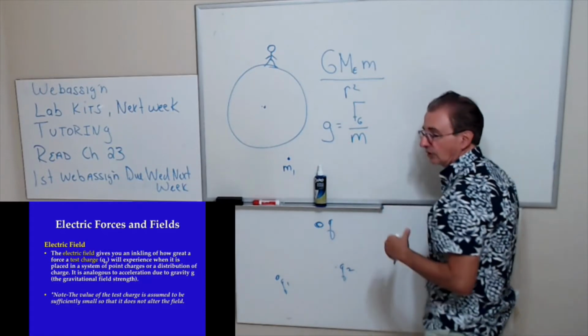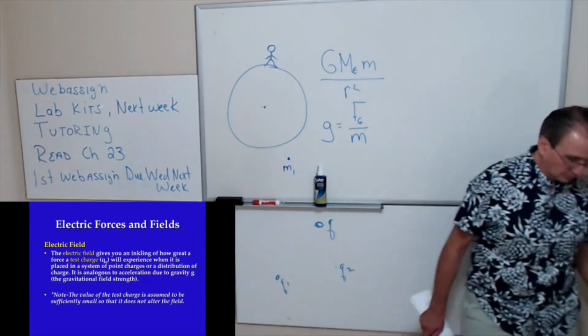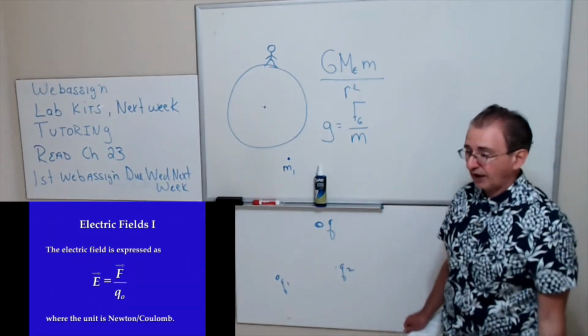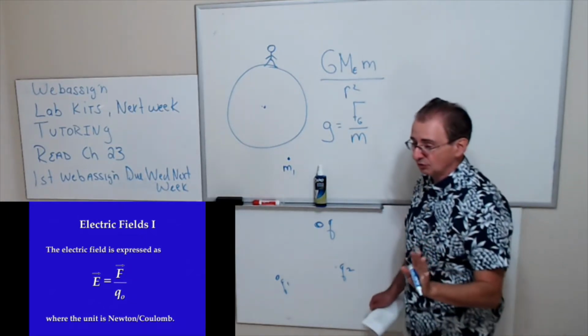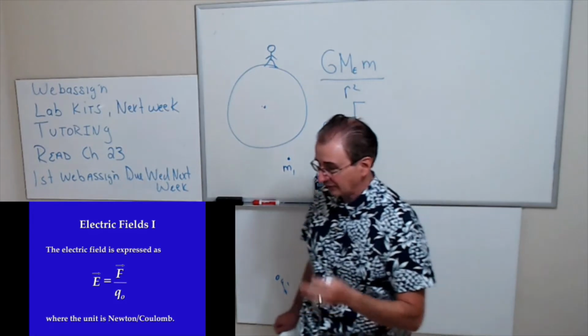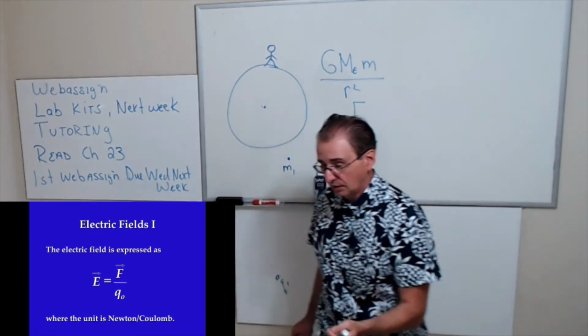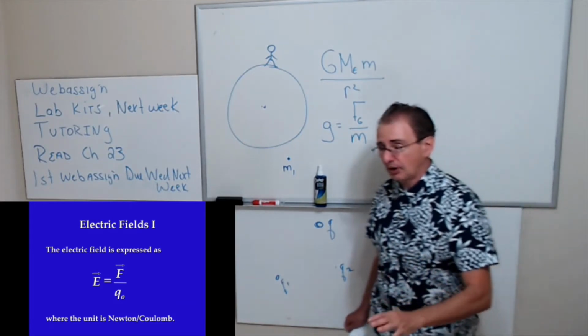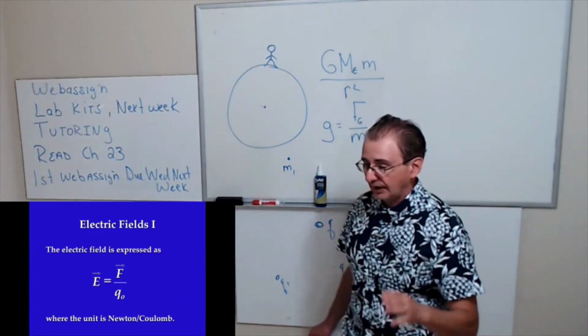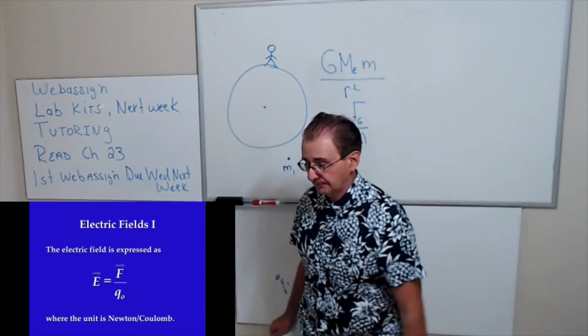Well, we do the same thing for the electric field. The electric field is defined as the force per unit charge. One of the units we'll be dealing with for the electric field is just the Newton per Coulomb. We'll see later that we can also express the electric field as a volt per meter.